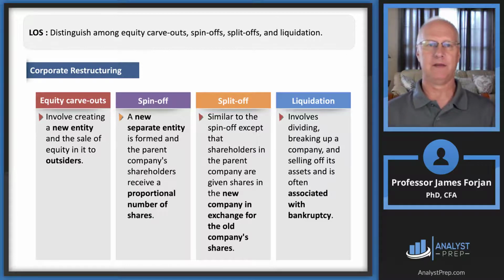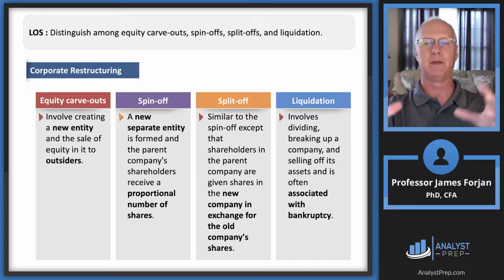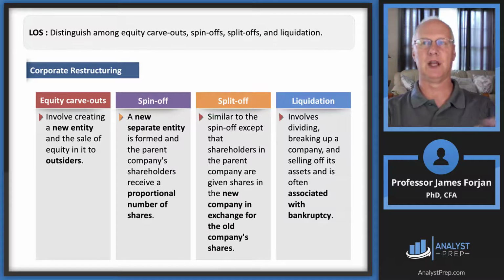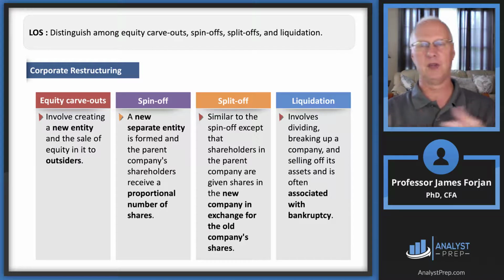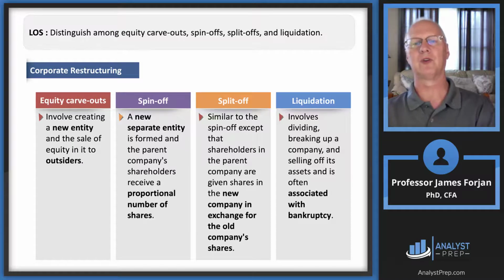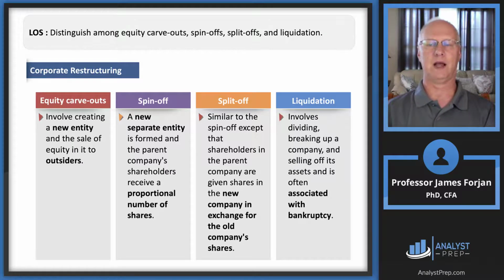Boy, we're getting to the end of these LOSs. So carve-outs, spin-offs, split-offs, and liquidation. I want you to think about this. You have a company that has equity on the right-hand side of the balance sheet, and then it has all these product lines. There are ways of corporate restructuring to change the composition of the product lines and the capital structure.